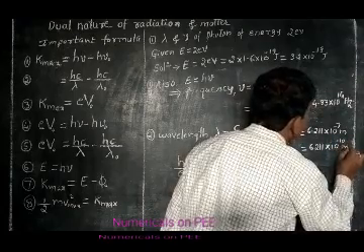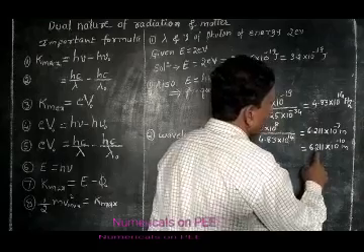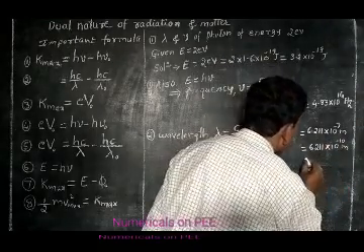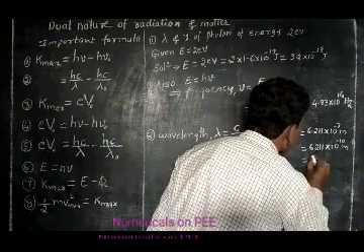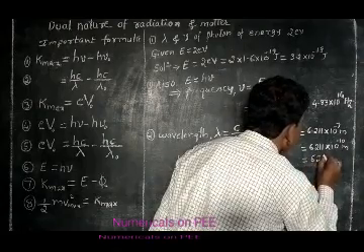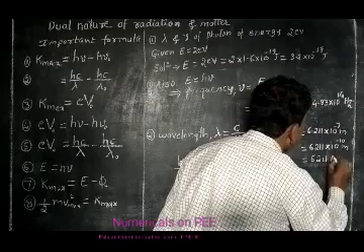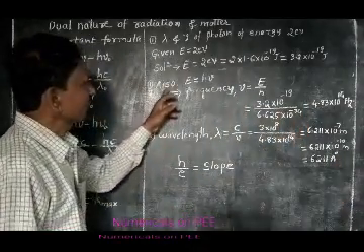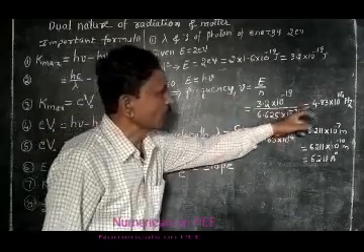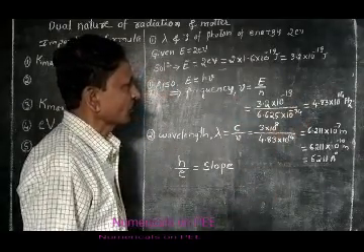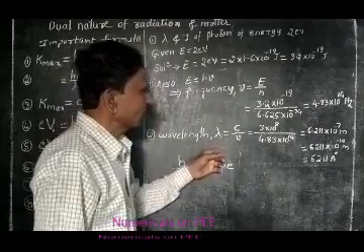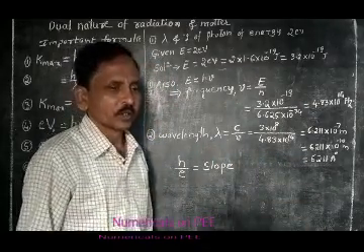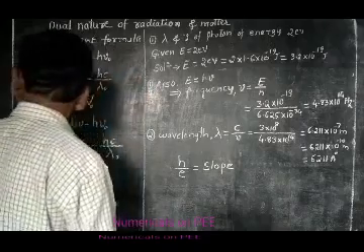meter. This is 10 raised to minus 7, and here we get 10 raised to minus 3, 10 raised to minus 10 meter, or it can be written as 6211 angstrom unit. Thus frequency is 4.83 into 10 to the power 14 hertz, and wavelength is 6211 angstrom unit. Now we shall solve the next problem.